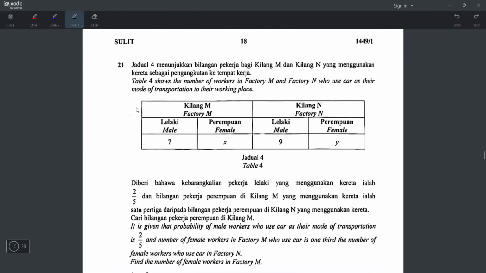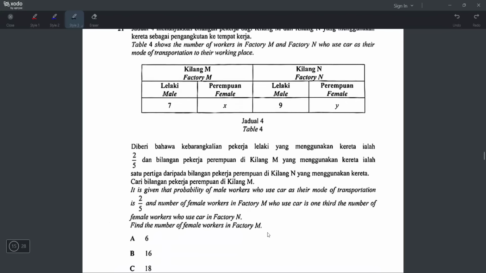Okay, let's do 21. What chapter is this? Probability, chapter 9, probability of combined events. Table 4 shows the number of workers in factory M and factory N who use car as their mode of transportation to their working place.